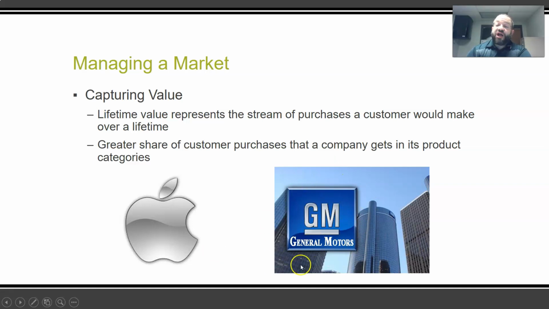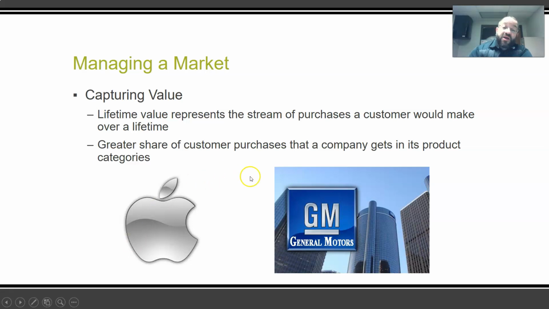And then over here we have General Motors. Now, General Motors owns a bunch of different brands. You may not recognize GM or General Motors, but I'm sure you recognize Chevrolet, GMC, Cadillac. Okay. Now, both of those companies do a great job of capturing value, right? Lifetime value represents the stream of purchases a customer would make over a lifetime, all right? Thinking about Apple. If you know somebody with an Apple phone, is it their first Apple phone? Or have they had Apple phones in the past? Or maybe if you're a teenager in my 8th grade class, you're thinking, hey, I have an Apple phone because that's what my parents have, and that's what they like, and that's what I really prefer using, okay?